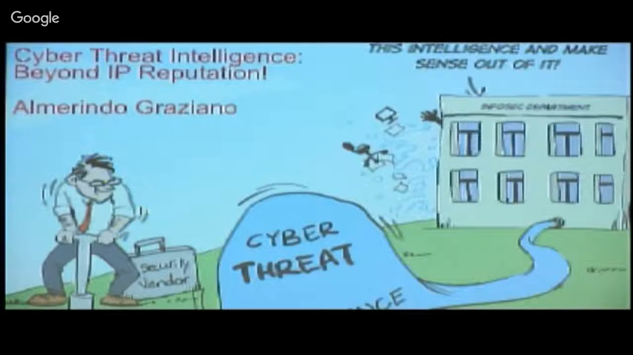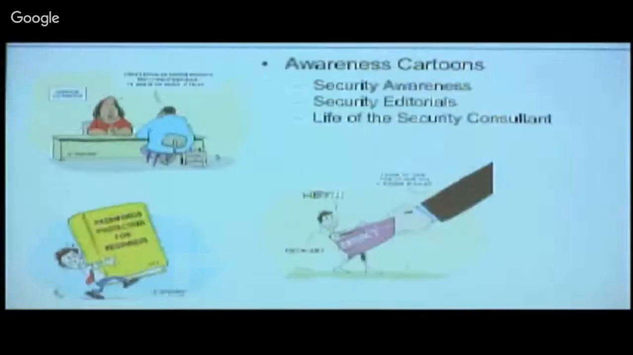With you our experience on what cyber threat intelligence is. I'll skip this, we already have that. Just a reminder for the cartoons, for the security awareness.